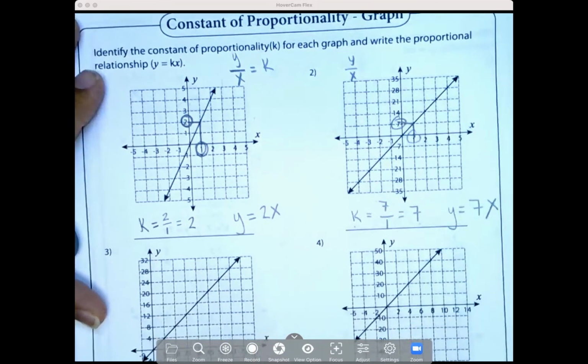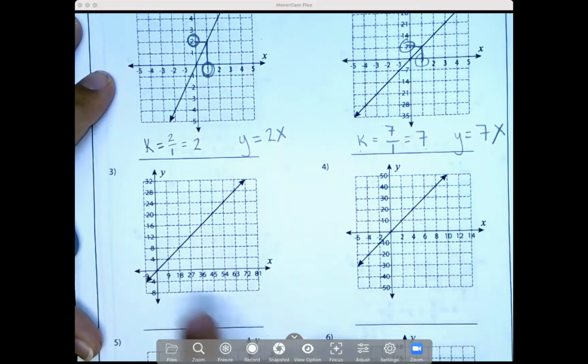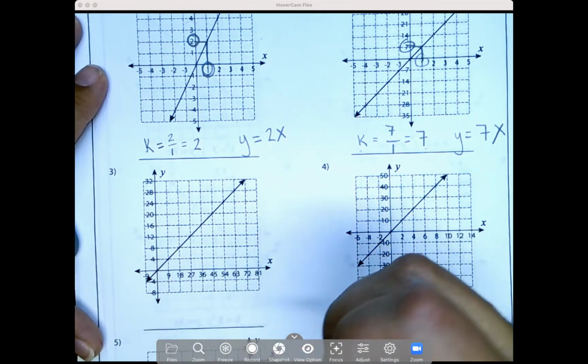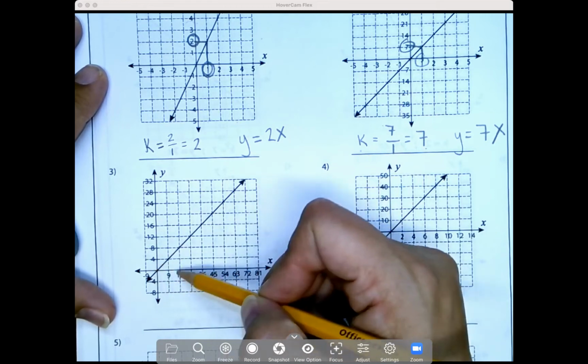All right, now things are a little bit different here, right? And that's okay. Try this one real quick. Pause me. Right? So notice that there's no 1.